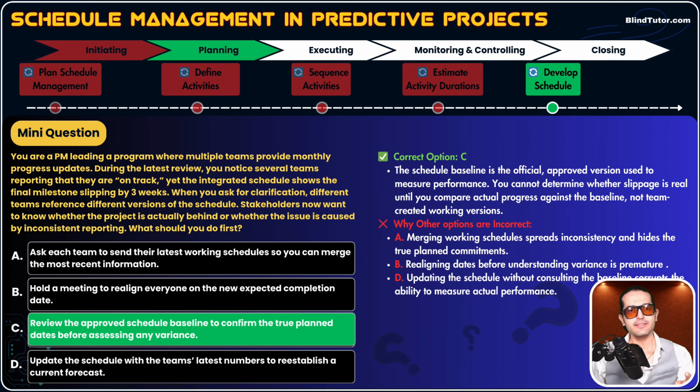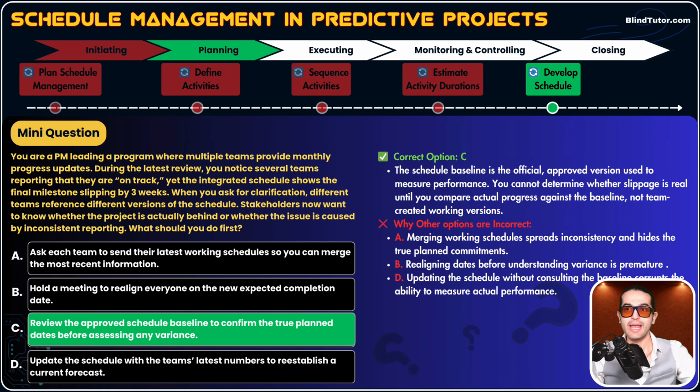Everybody needs to use one single reference point or baseline. Why is A incorrect? A says ask each team to send their latest working schedule so you can merge. No, we don't do that, guys. Merging working schedules spreads inconsistency and hides the true planned commitments. Option B says hold a meeting to realign everyone on the new expected completion date. Realigning dates before understanding variance is premature and may mislead stakeholders. Guys, you need to make sure you have true planned dates first and then realignment happens, okay? That's why the question says, hey, what's your first action?